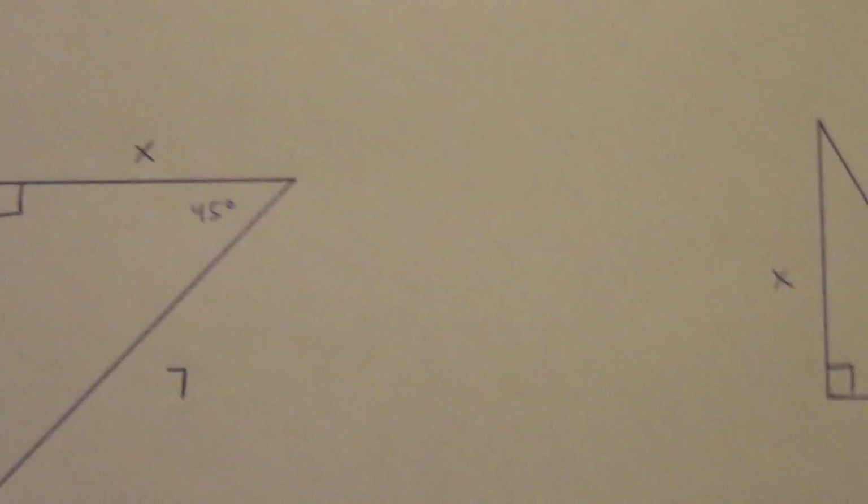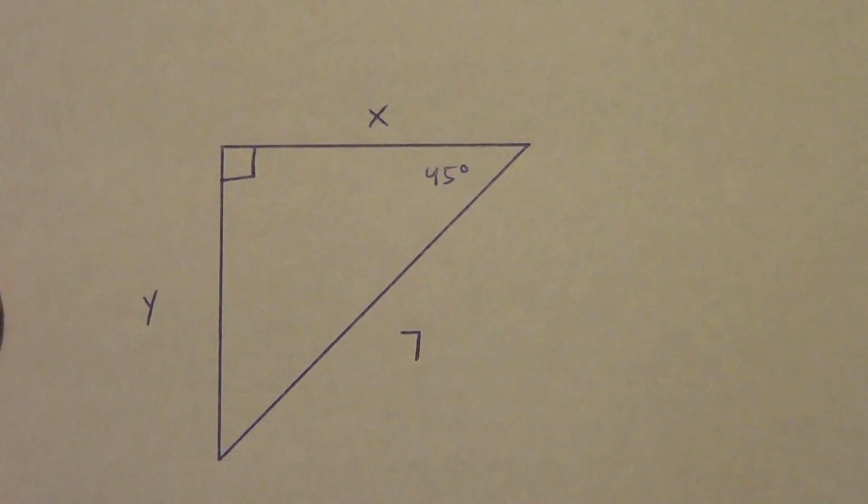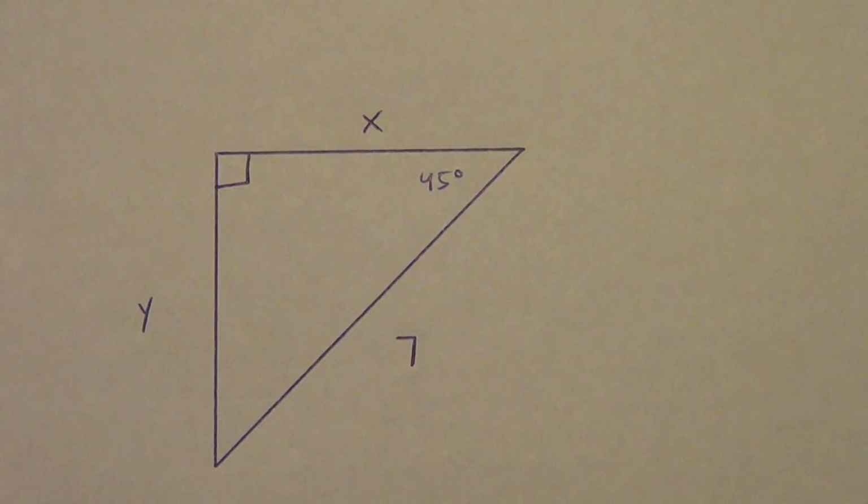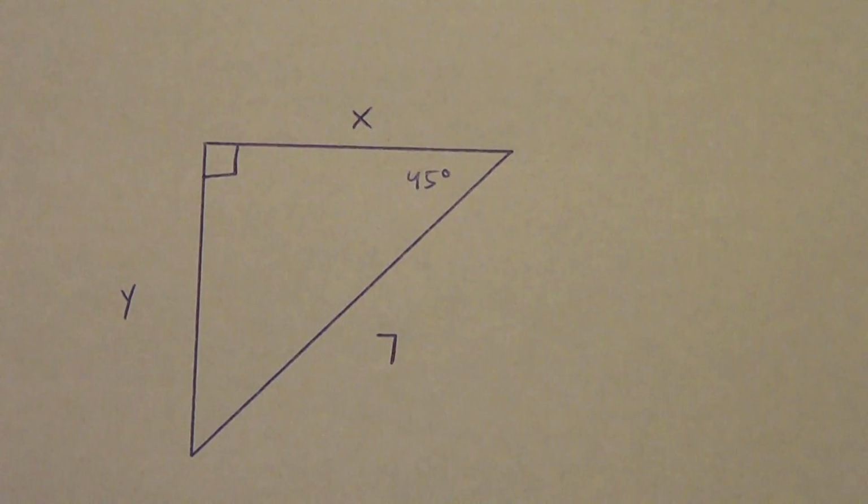Alright, I want you to pause the video and do this one. Pause the video and do this example. When you're done with it, come back. I'm going to show the work, and then we're going to do a 30, 60, 90 triangle, and we're going to be done. So go ahead, pause the video, do this one real quick, then come back and watch to see if you did it right.